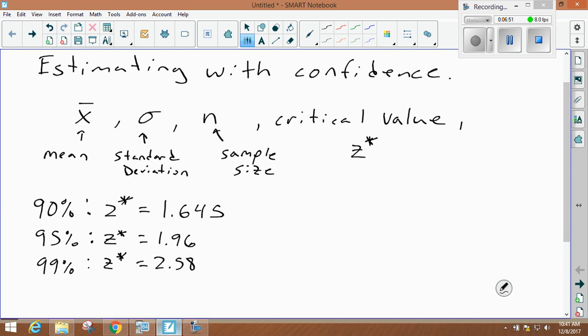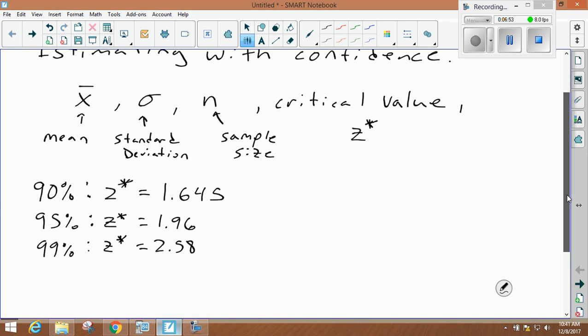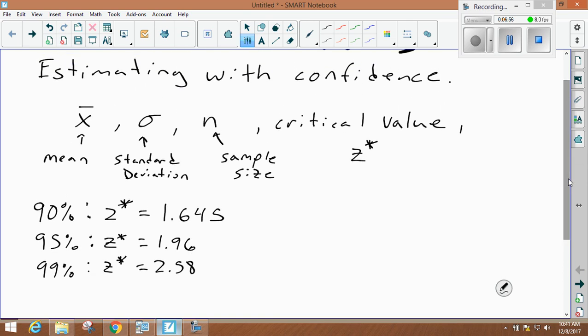So when we create a confidence interval, the formula that we use, and you guys aren't even going to have to use the formula, you are going to wind up actually just using your calculator. So our formula for this is x bar plus or minus z star times sigma, our standard deviation, divided by the square root of our sample size.